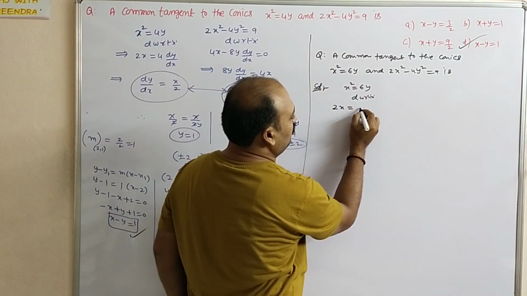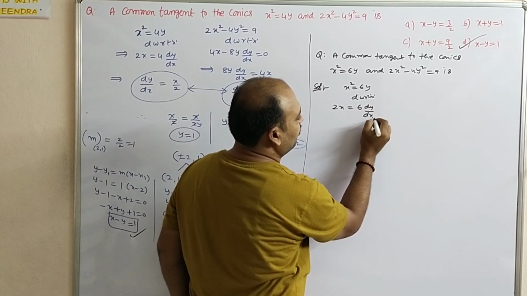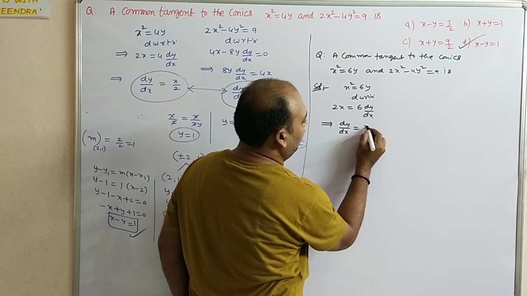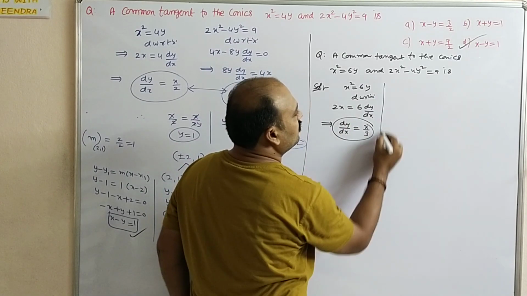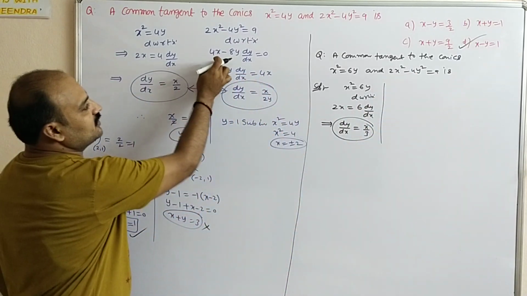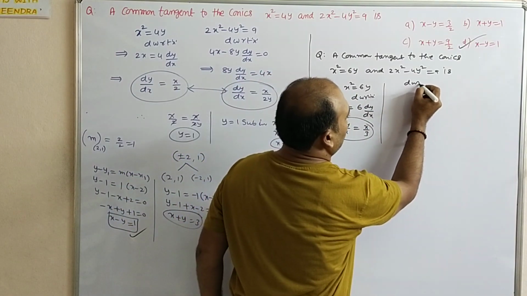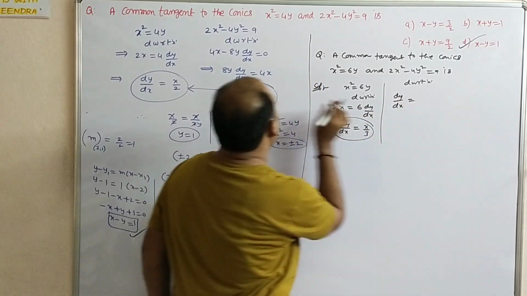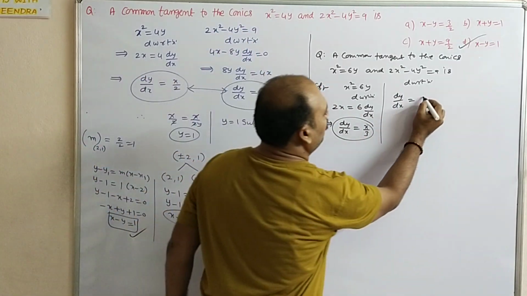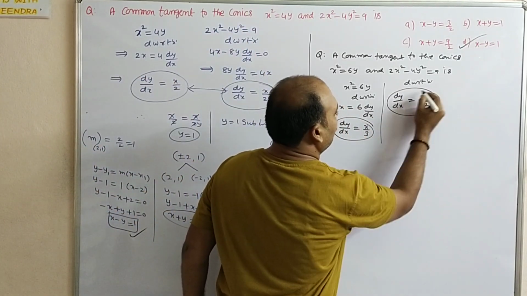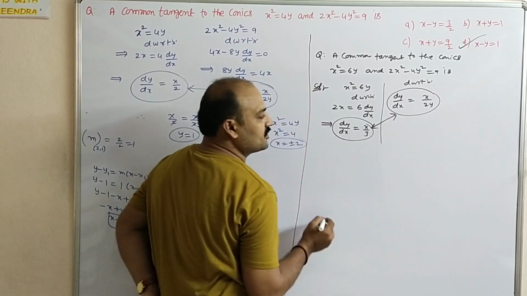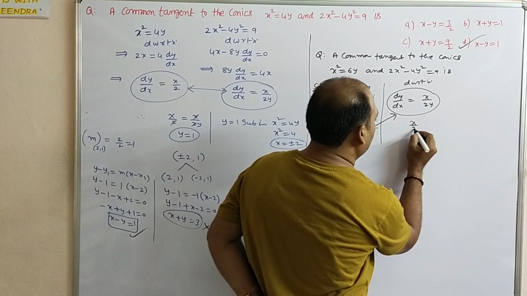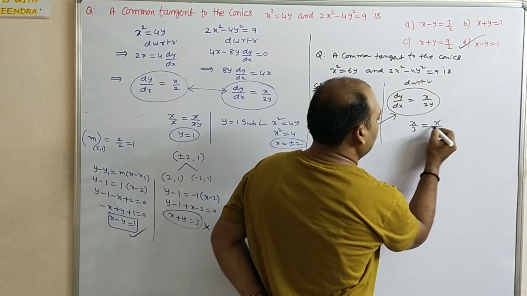So 2x is equal to 6 into dy by dx. So that implies dy by dx is equal to x by 3. For the other conic we already got the differentiation, dy by dx equal to x by 2y, which we already discussed. So both the slopes are equal. By equating these two, x by 3 is equal to x by 2y.